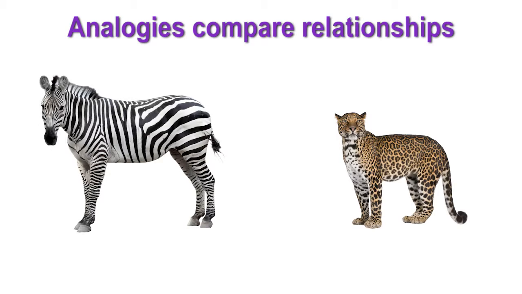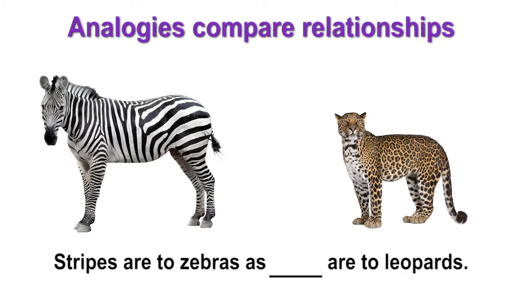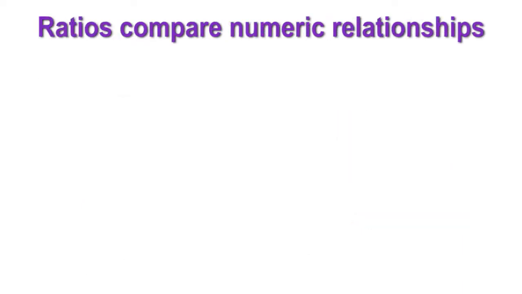We use analogies to compare relationships between two things that are alike in some way. In this example, we want to think about the relationship between the words in the analogy to determine the missing word. Stripes are to zebras as blank are to leopards. We can fill in the blank with the word spots because while zebras are characterized by stripes, leopards are characterized by spots. Similarly, ratios are used when comparing relationships that are numeric.